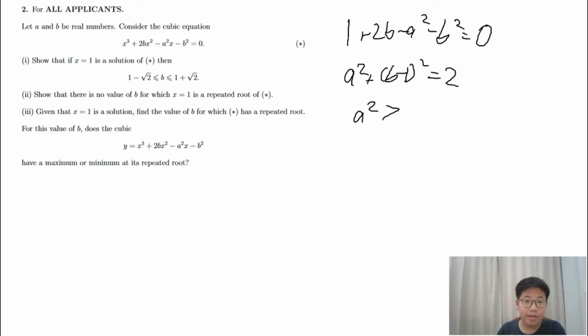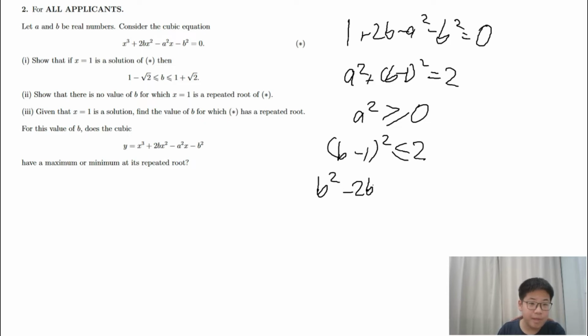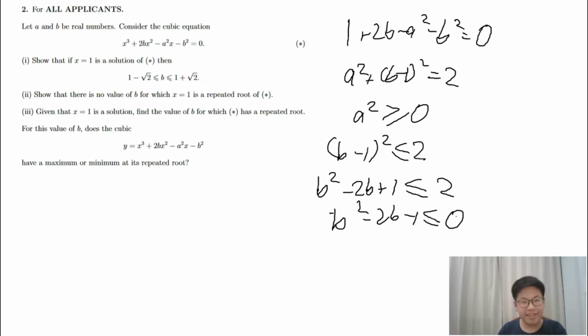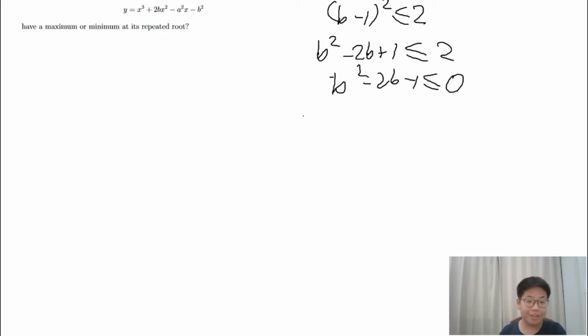As a squared is greater than or equal to 0, then (b minus 1) squared is less than or equal to 2. And if we solve this, b squared minus 2b plus 1 is less than or equal to 2, so b squared minus 2b minus 1 is less than or equal to 0. Now, as you can see, this constant term can make all the difference between a repeated root and two irrational roots. The two irrational roots, which we're asking for, are 1 minus square root of 2 and 1 plus square root of 2. Since it's less than 0 and this coefficient is positive, we can just as easily write this.